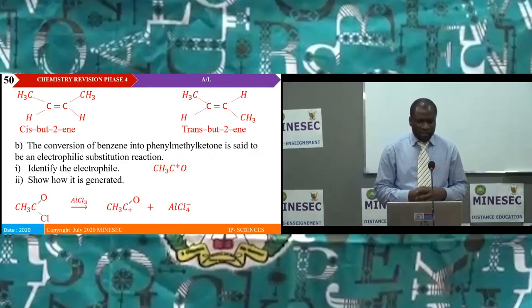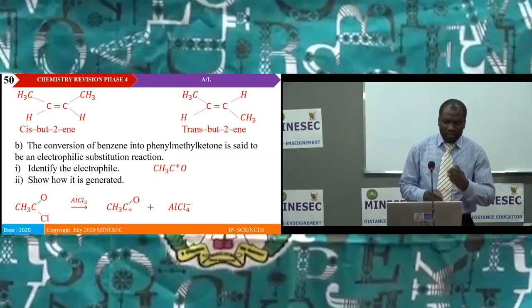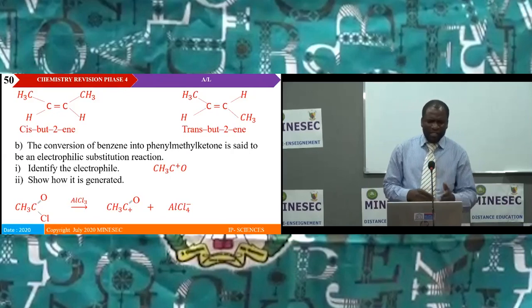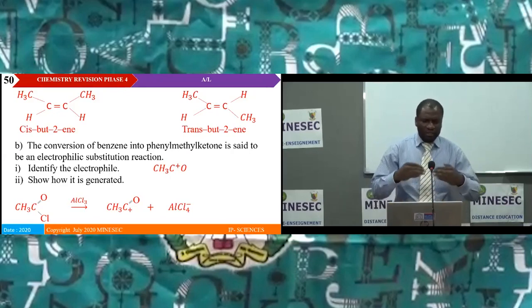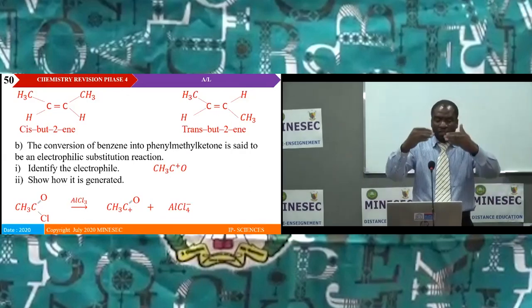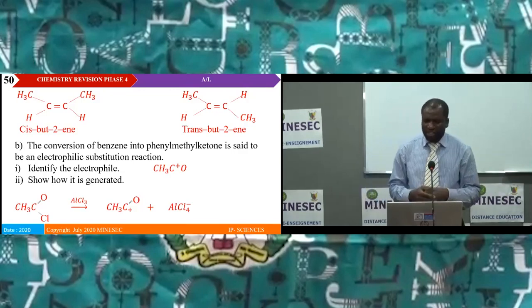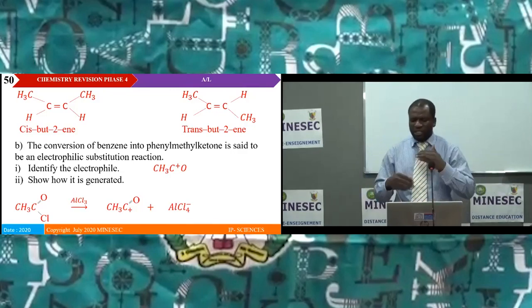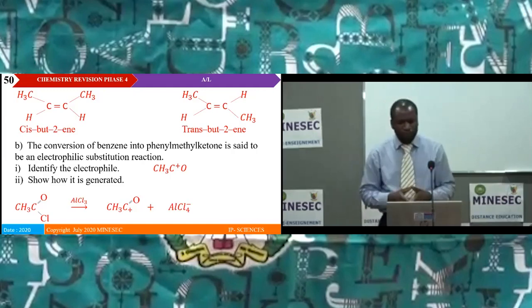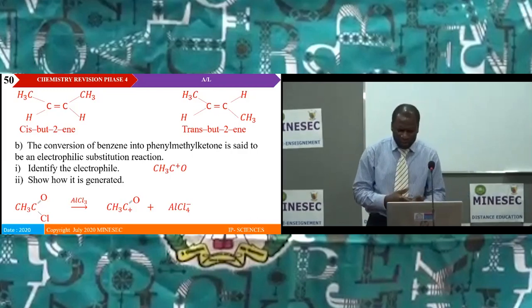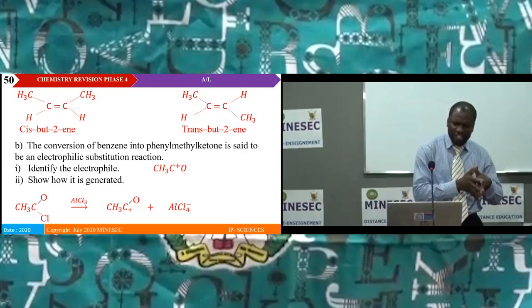Next isomer, CH3, CH, double bond, CH, CH3. That is cis-but-2-ene. Then you see that the methyl groups are on the same side of the double bond. While the next structure, the methyl groups are on opposite sides of the double bond. So you call that trans-but-2-ene.